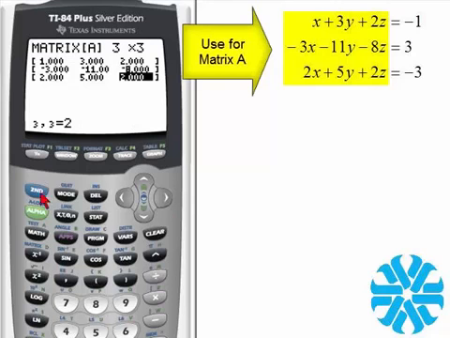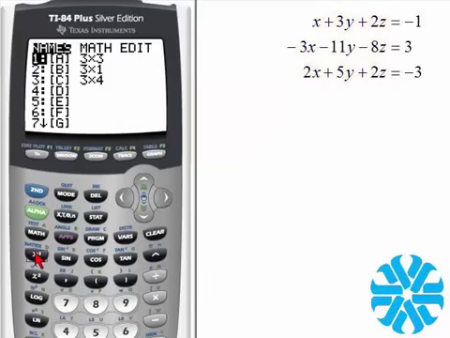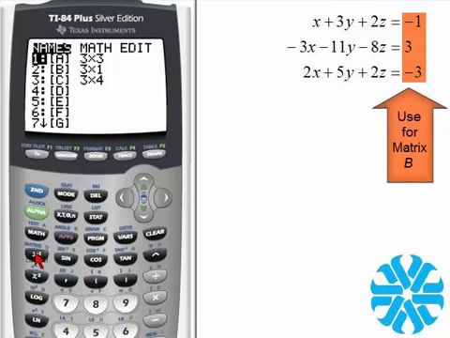Now let's go back to matrix, and now we're going to enter the values on the right side of the system of equations, the constant values. So let's go down to matrix B. Now matrix B will be 3 rows and 1 column. So the dimensions here are fine.